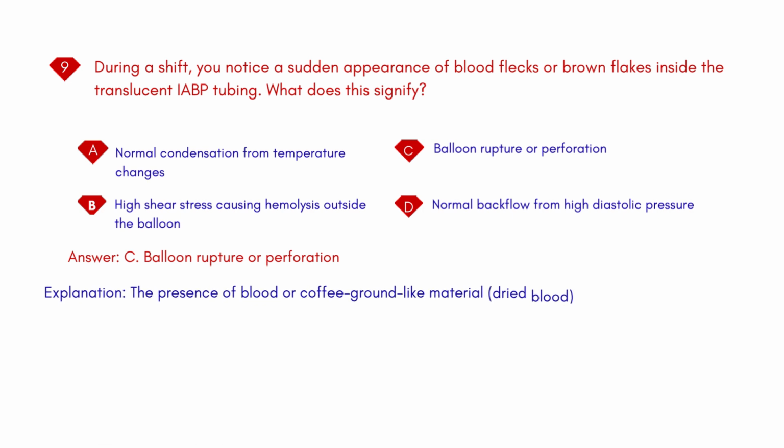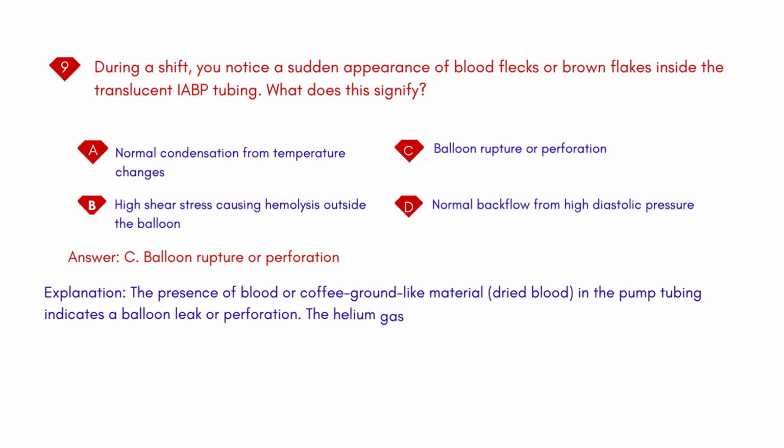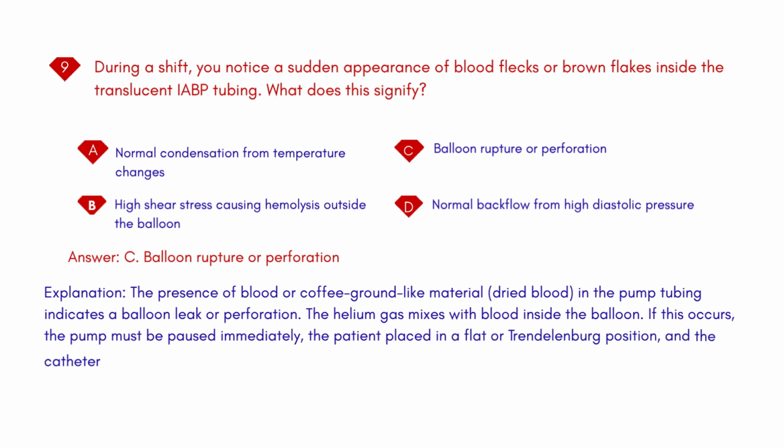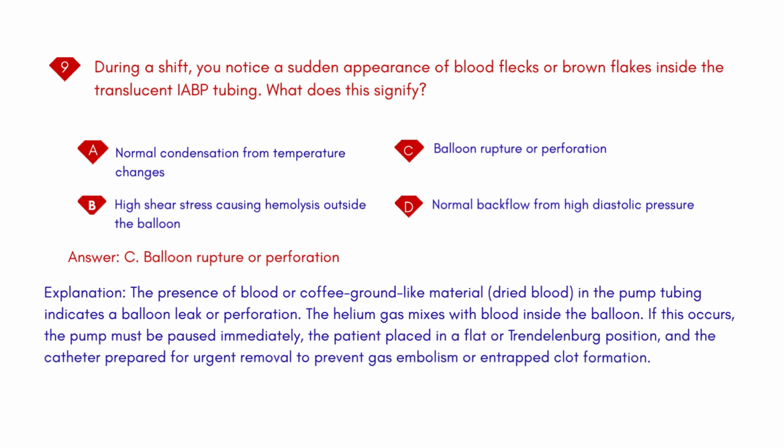Explanation: the presence of blood or coffee ground-like material, dried blood, in the pump tubing indicates a balloon leak or perforation. The helium gas mixes with blood inside the balloon. If this occurs, the pump must be paused immediately, the patient placed in a flat or Trendelenburg position, and the catheter prepared for urgent removal to prevent gas embolism or entrapped clot formation.